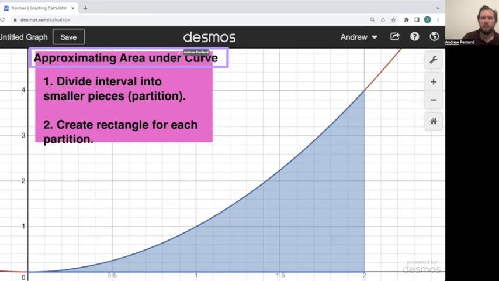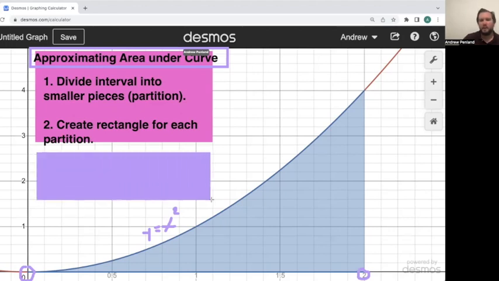So let's say I want to find this area that's shaded in blue between the x-axis and the graph of y equals x squared from x equals 0 to x equals 2. There's a process for approximating this area. I'm going to divide the interval into smaller pieces, which is called a partition, and then create a rectangle for each partition. Then I find the area of each rectangle and add them all up.